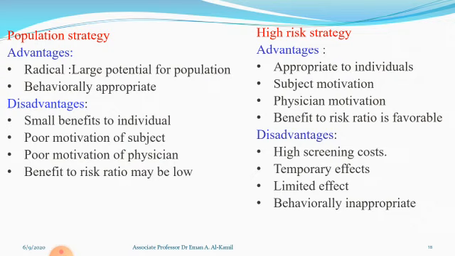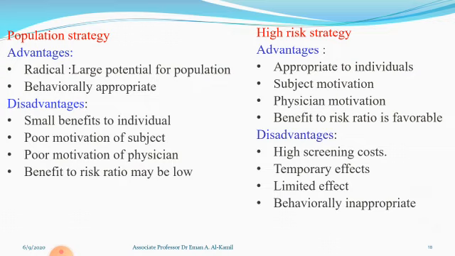Because some people don't have risk, the benefit is less than the risk. While for the high risk strategy, the main advantage is that it is appropriate to individuals, especially those who have a family history or risk factors. They will be more highly motivated to have these preventive measures to decrease the risk of developing the disease and to prevent or modify the course, or natural history, of the disease. Physicians are also highly motivated, and the benefit to risk ratio is favorable.